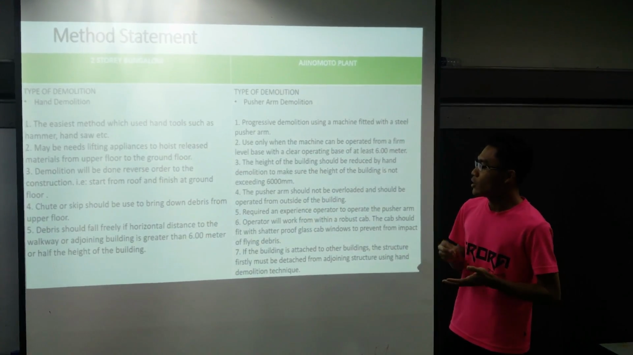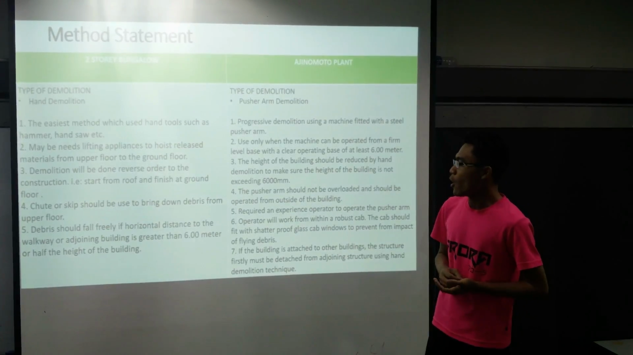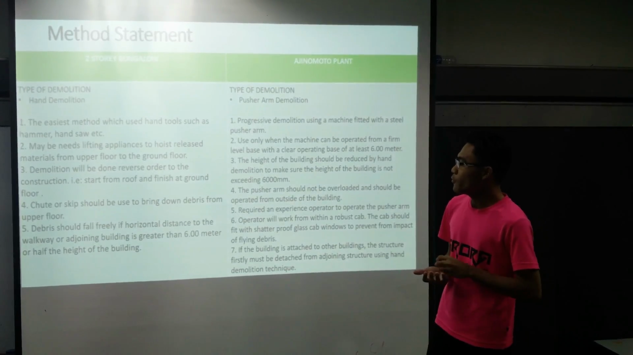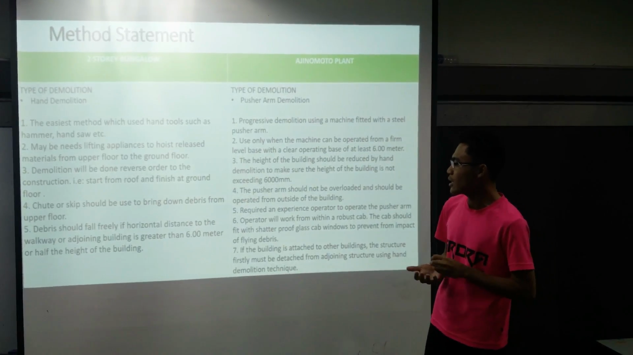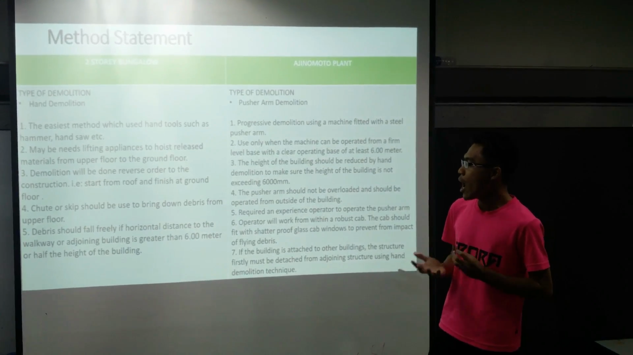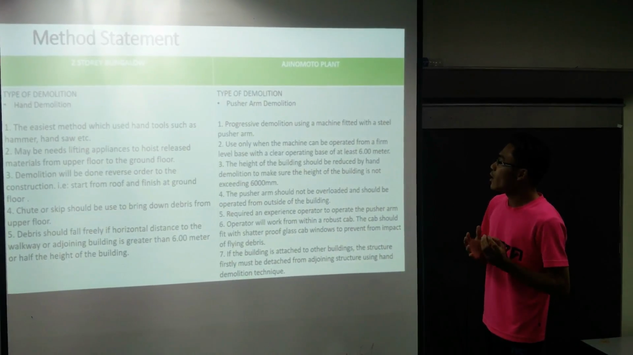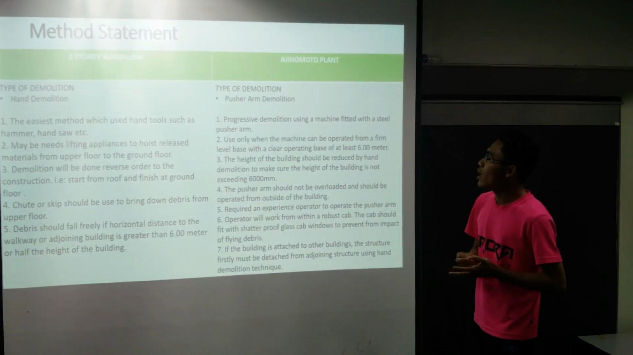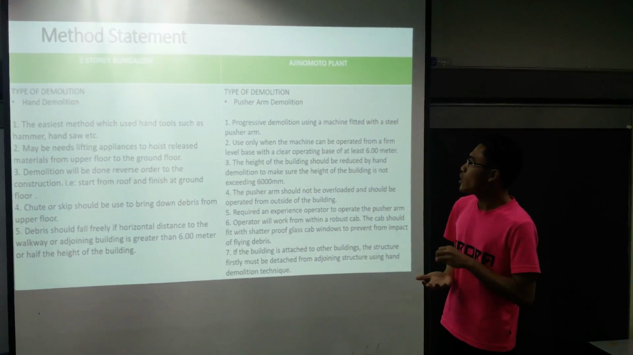The fourth one, the chute or skid should be used to bring down debris from the upper floor, and the debris should fall freely only if the horizontal distance to the waterway or adjoining building is greater than 6 meters or half the height of the building. The second case study, which is the Ajinomoto plant, it uses pusher arm demolition.